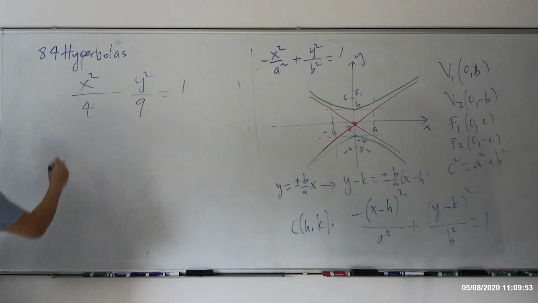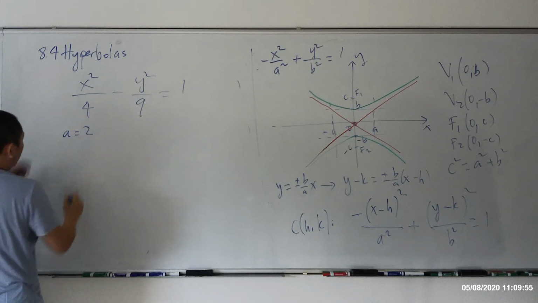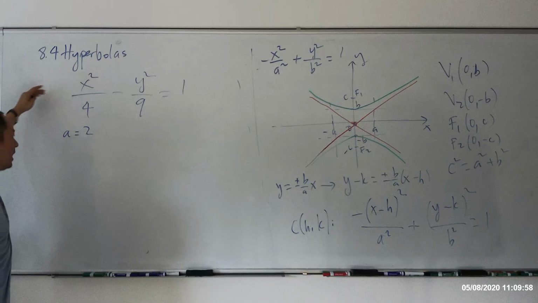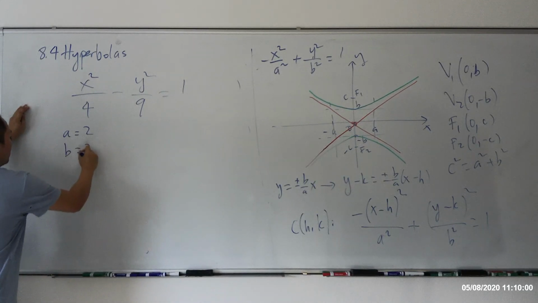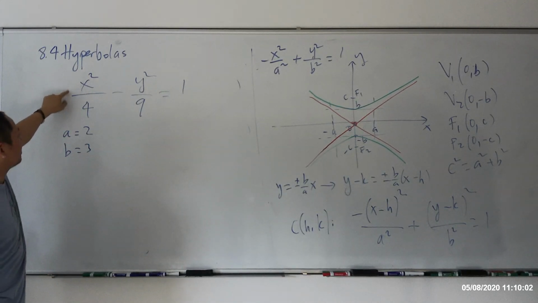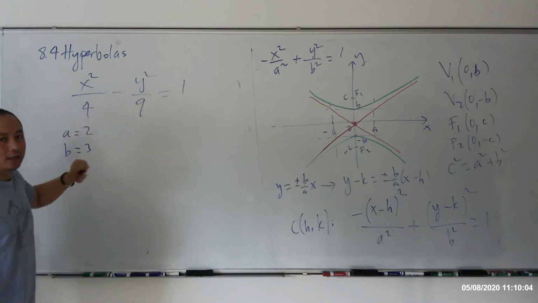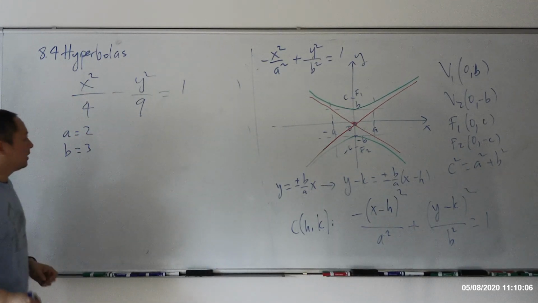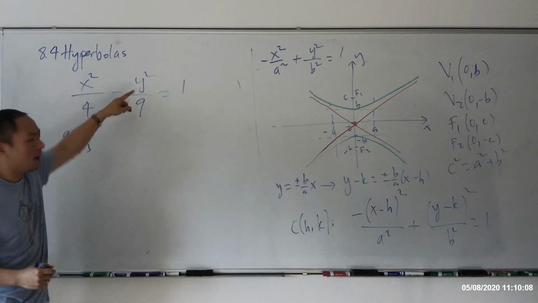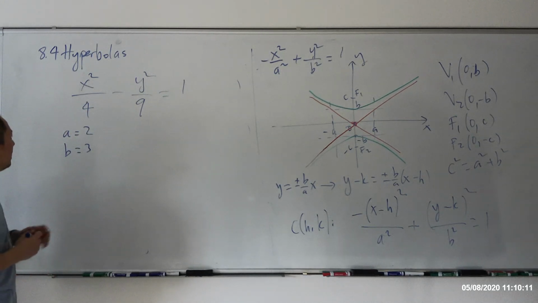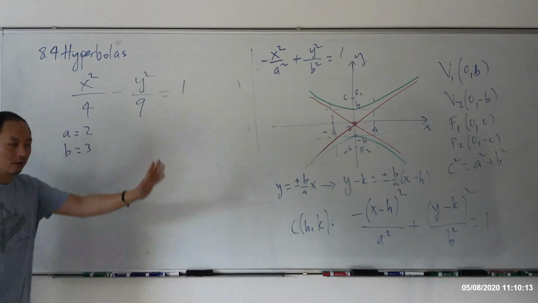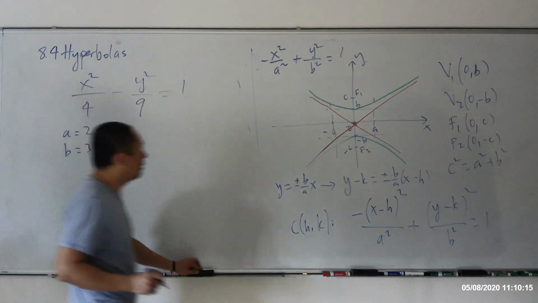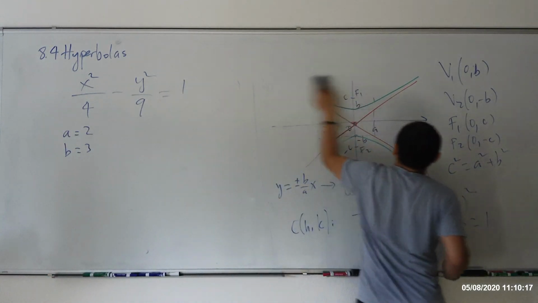So in our example right here, A is equal to 2. Keep in mind that I always use A goes with x, and B is equal to 3, goes with y. x is positive, y is negative. So x is real, y is imaginary, so the hyperbola will be left and right. So let's get the graph.